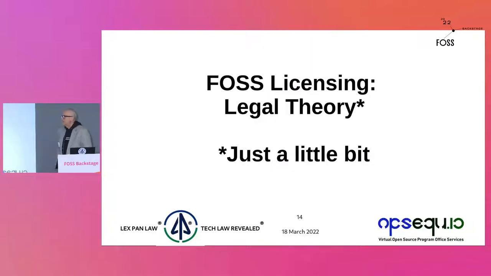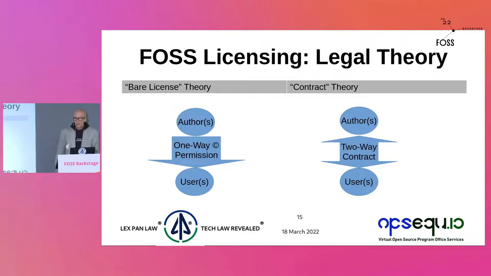So now I'm going to talk a tad about FOSS licensing legal theory, and this is something that we open source lawyers have been debating for 20 years very vigorously, and probably not a lot of you have heard about this before, but I wanted to introduce it to you, hopefully not in a way that's too complicated. There's two theories on how FOSS licenses work in the legal world. One is called a quote-unquote bare license, which essentially says anybody who wrote code gives a one-way permission to anybody who gets the code to use their IP rights.